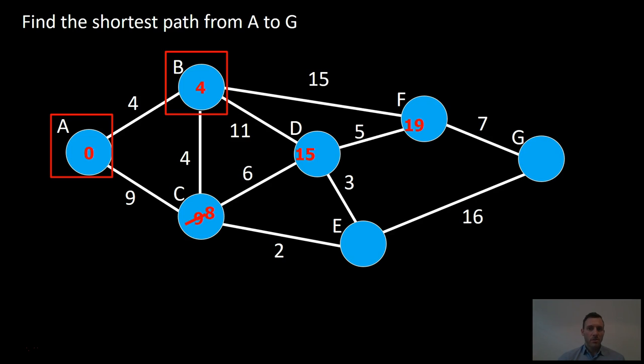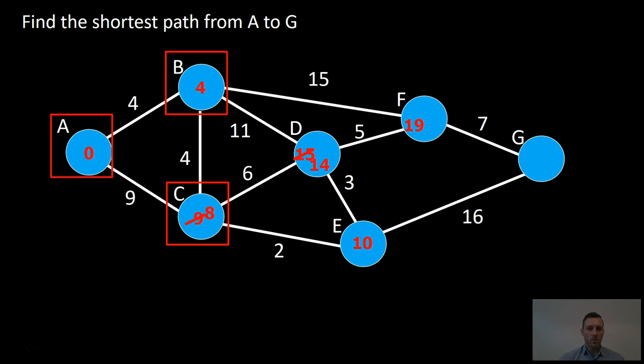Now we choose the least of all the unboxed labels on the whole graph and make it permanent by boxing it. That's C. Now we consider all the unboxed nodes connected to C. That's D and E. We label them with a minimum weight from C. So that's going to be 10 for E. This time, if we go through C to D, we actually get 14. So we cross out 15 and we write 14.